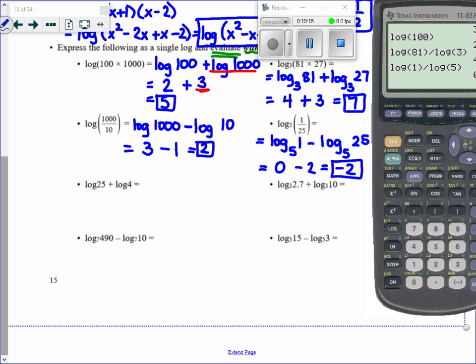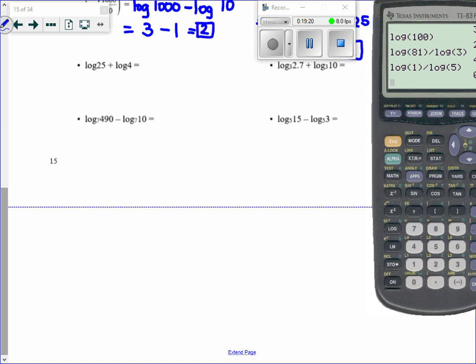Okay, log of 25 plus log of 4. Let's see, those are both in base 10. So that means I can take them and combine them into 1 log of 25 times 4. Right? If they're being added, that's the same thing as the product law. Right? So this is log of, what's 25 times 4? 100. We've already figured out. Base 10, right? So 10 raised to what power gives me 100? Power of 2. 10 squared is 100.